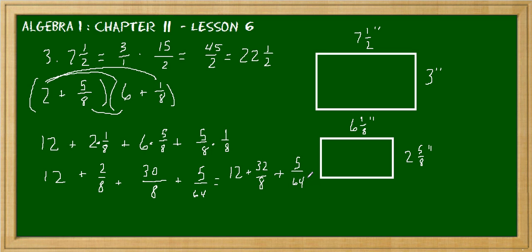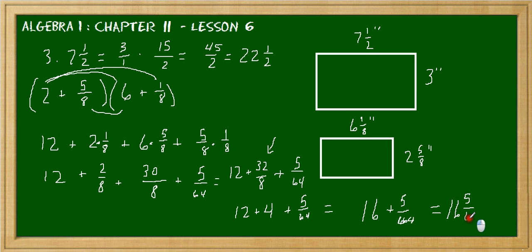Now, as you can see, we still have quite a bit of work here because we do not have common, well, actually, not that we don't have a common denominator, but we do have actually an opportunity to express this as a whole number. So we have 12 plus 4 plus 5 over 64, right? And when we add 12 plus 4, we end up with 16 plus 5 64ths, and that would really just be 16 and 5. I'm sorry, I wrote 16 there. That's 16 and 5 64ths.